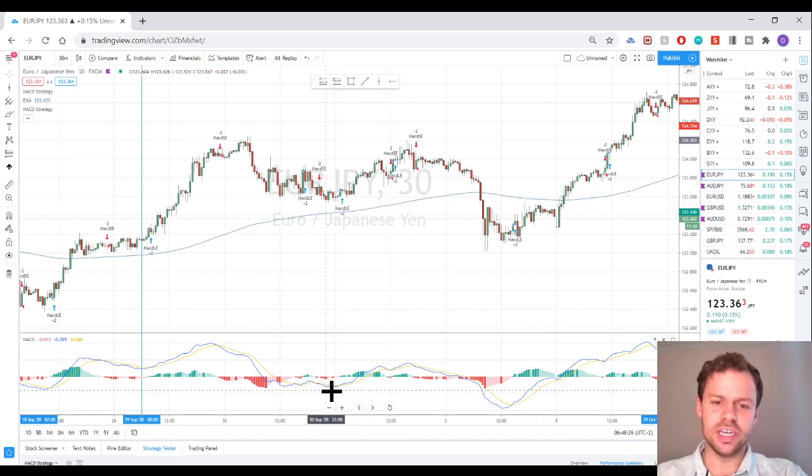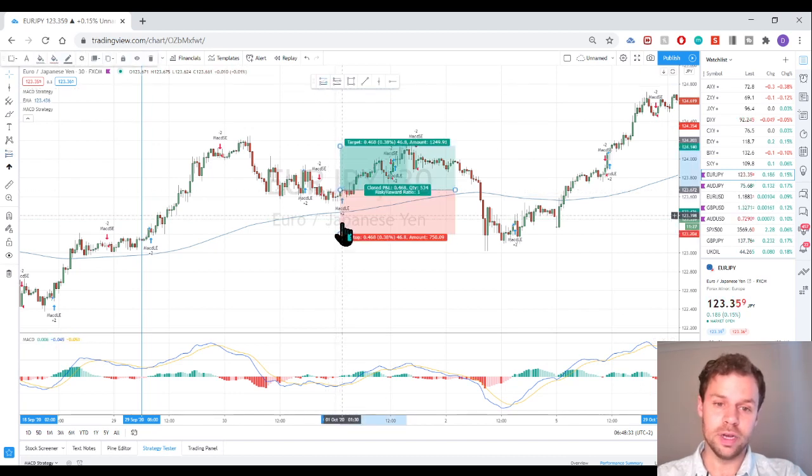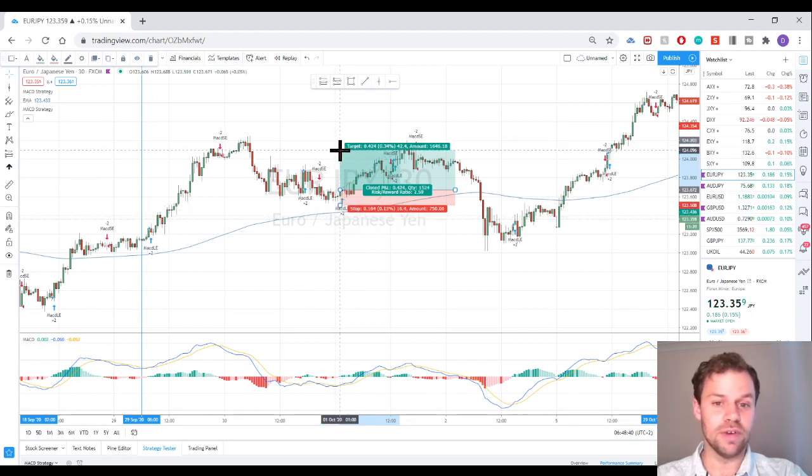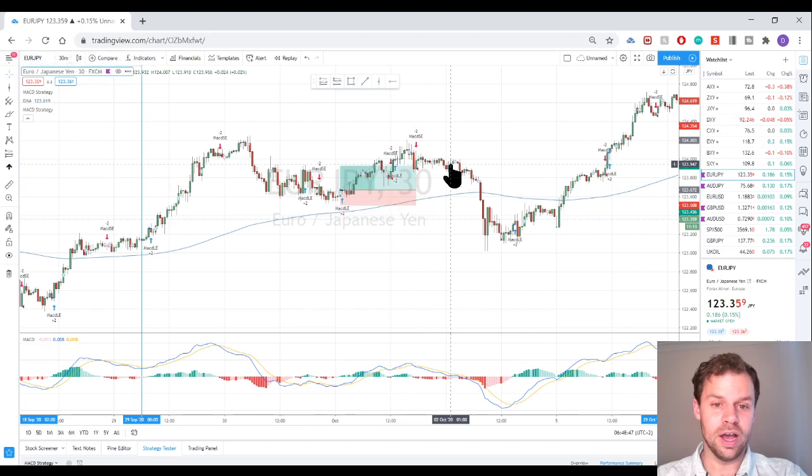And the MACD crosses below the zero line. So entry is right here. Stop loss is below the most recent fractal. Take profit is 1.5 times the risk, which puts the target there. As you can see, this particular trade wins easy.